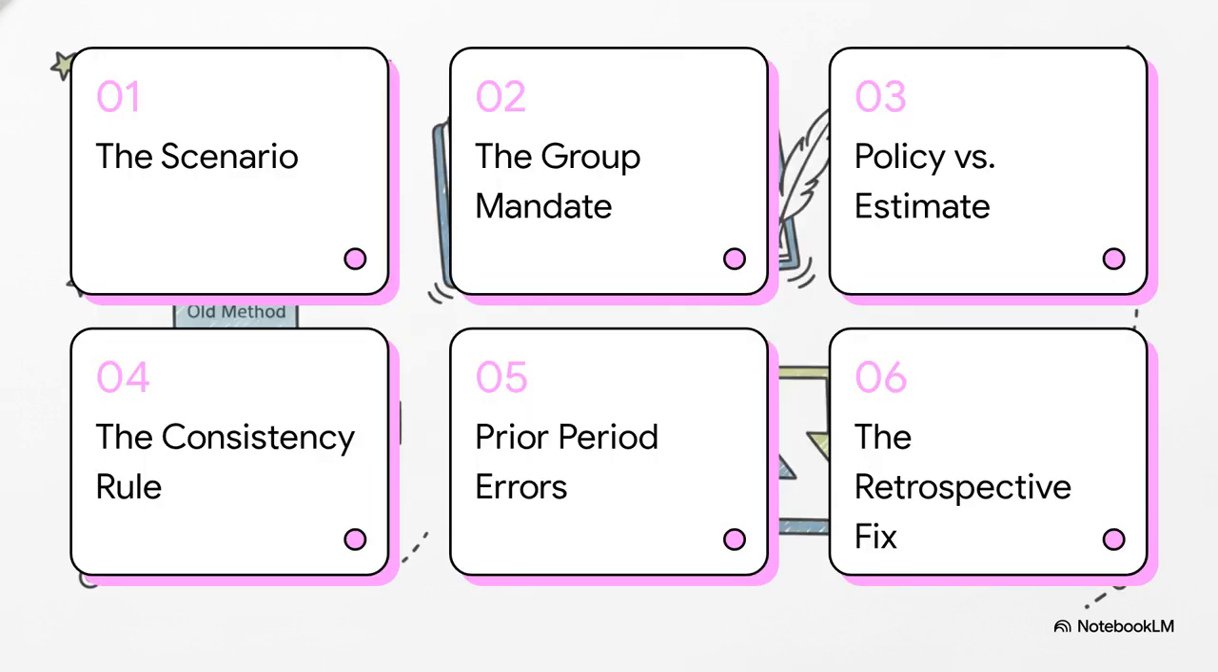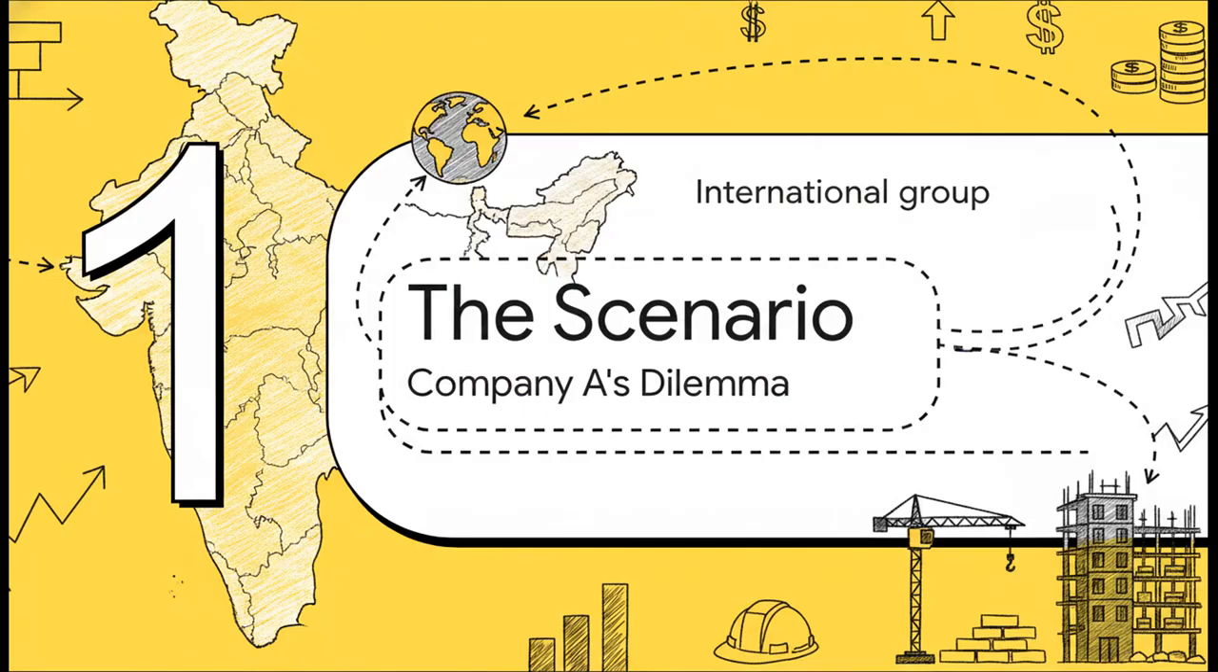So here is our roadmap for today: the scenario, the group mandate, policy versus estimate, the consistency rule, prior period errors, and finally the retrospective fix. Let's get started. Section 1.